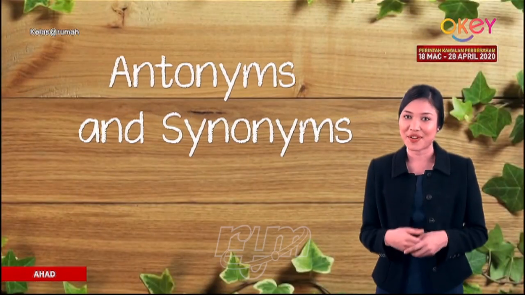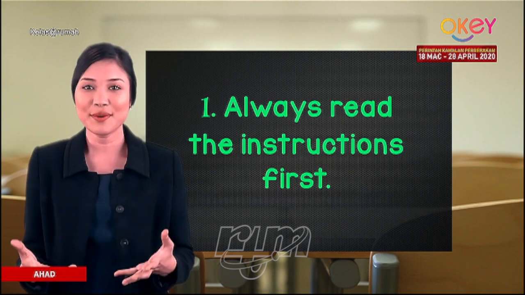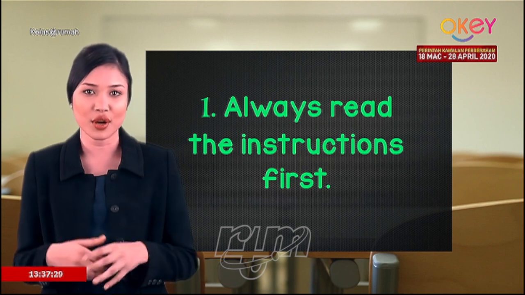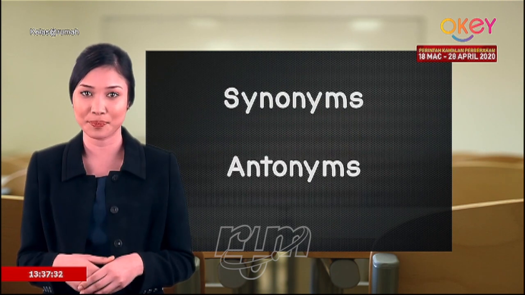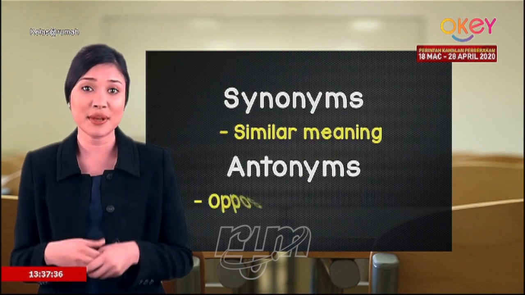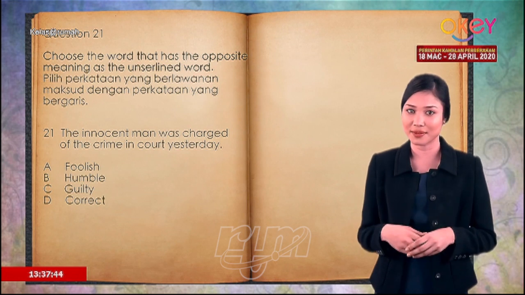Now here are my tips for antonyms and synonyms. Question 21 is very specific. It will always either be about synonyms or antonyms. So tip number 1, always read the instructions first. Pupils might get careless here. Read the instruction first and find out if the question wants you to find the synonym or the antonym. Remember, synonym means similar meaning. Antonyms means opposite meaning. The instruction says, choose the word that has the opposite meaning as the underlined word.